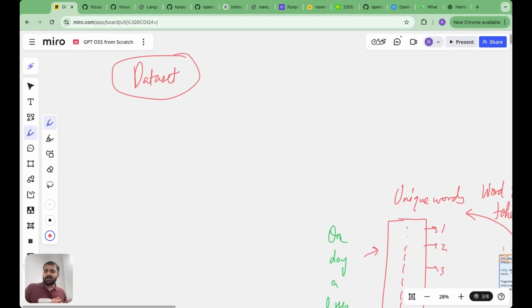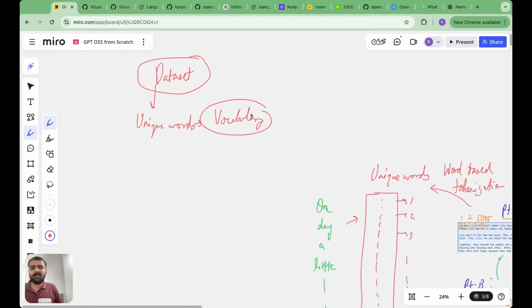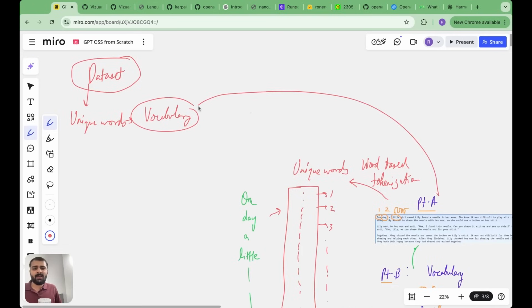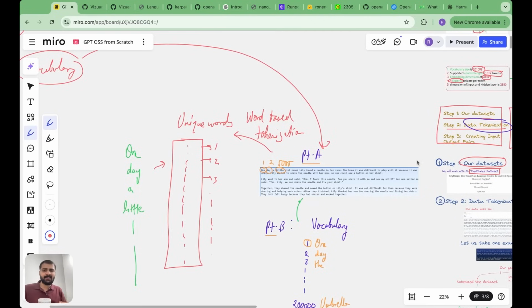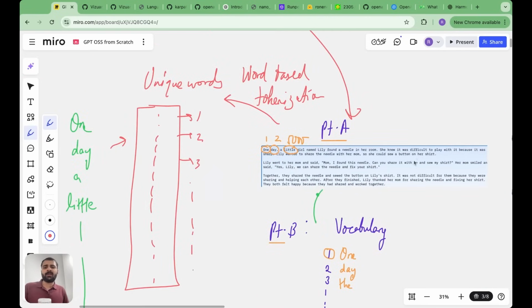Or if we are dealing with a multilingual model, it will consider data sets of multiple languages. We will assemble all the words together, unique words, and then we'll create a vocabulary. And once this vocabulary is created, we'll apply it on our specific data set, which is the tiny stories, and then assign a number to each word.